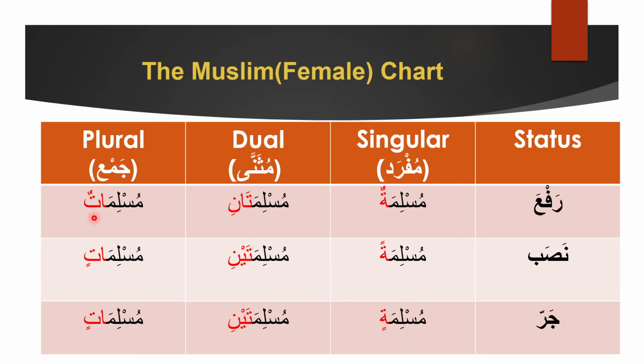Perfect? Clear? Good. Now let's look at the last plural. Muslimatun, rafa. Muslimatin, nasab. Muslimatin, jar. Again, how do we know whether it's nasab or jar? It depends on the sentence, or else they look the same. Muslimataini, Muslimataini, Muslimatin, Muslimatin. Again, the same pattern. The dual and the plurals nasab and jar are the same.